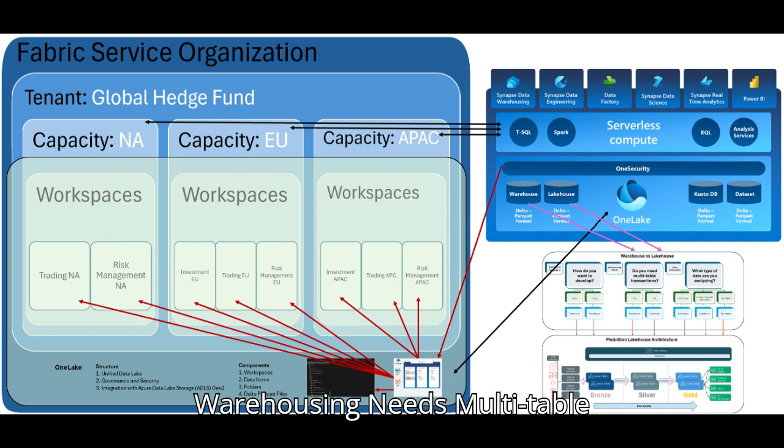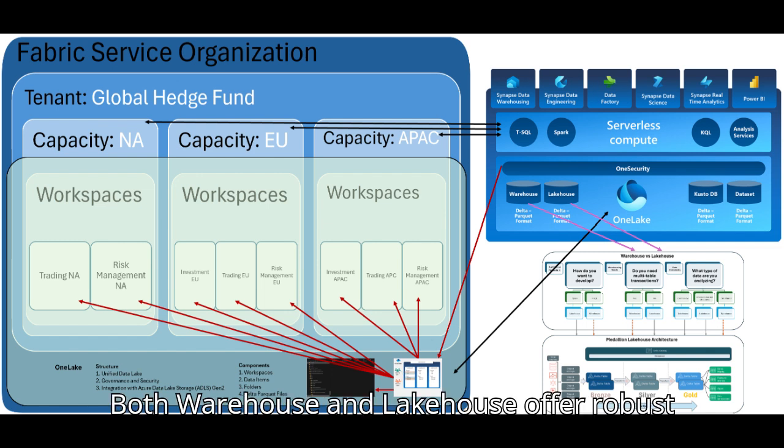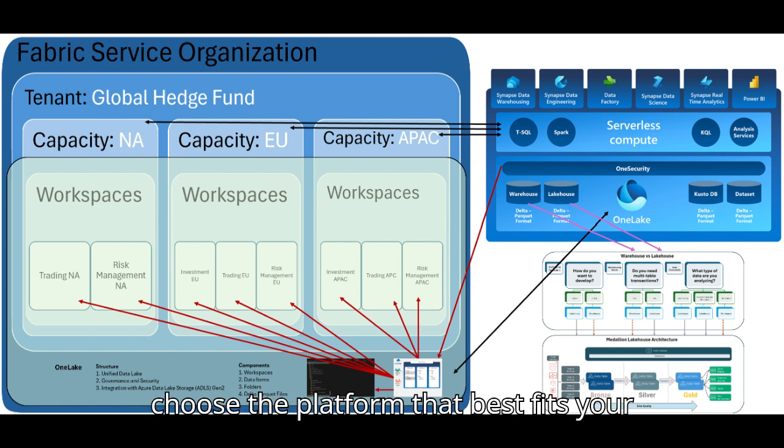Criterion 2. Warehousing needs. Multi-table transactions. If you need them, go with Warehouse. No multi-table transactions? Lakehouse is your best bet. Criterion 3. Data complexity. Uncertain? Start with Lakehouse. Unstructured and structured data? Lakehouse handles both. Structured data only? Warehouse is the way to go. Both Warehouse and Lakehouse offer robust solutions tailored to your specific needs. Evaluate your requirements and choose the platform that best fits your data strategy.